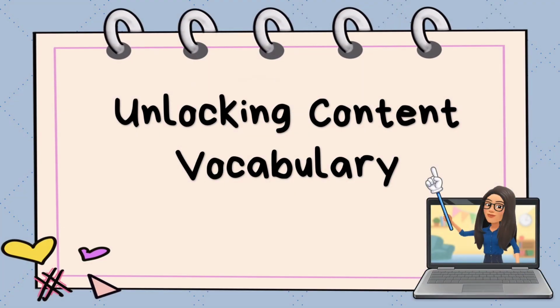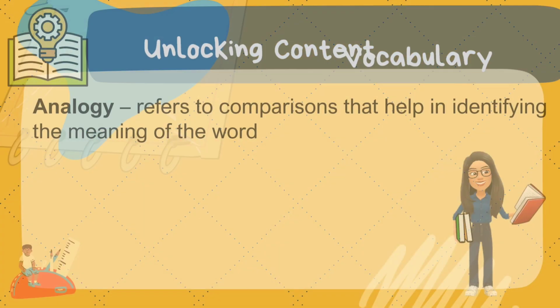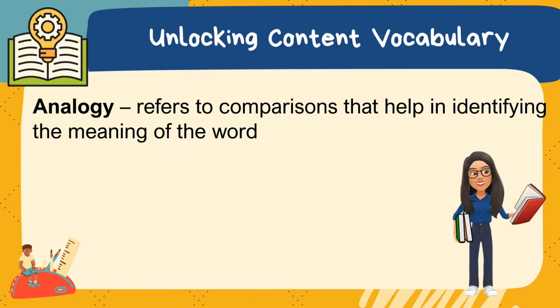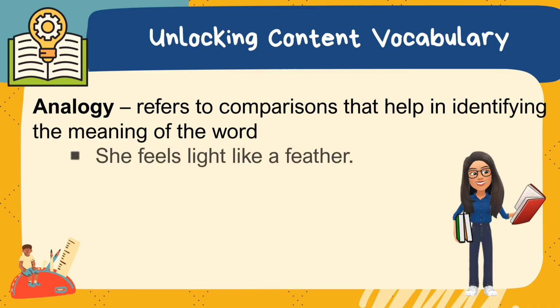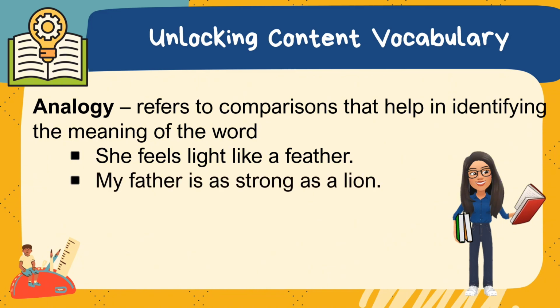Before reading a story, we usually unlock some words that would help you understand it better. This time, we will focus on the context clues that you may find in the story. The first context clue is called analogy. Analogy refers to comparisons that help in identifying the meaning of the word. For example, she feels light like a feather. My father is as strong as a lion. Time is gold.